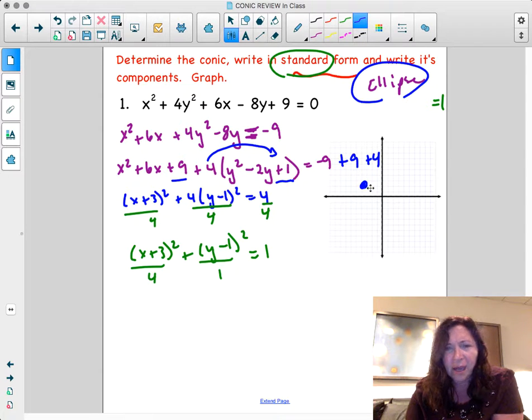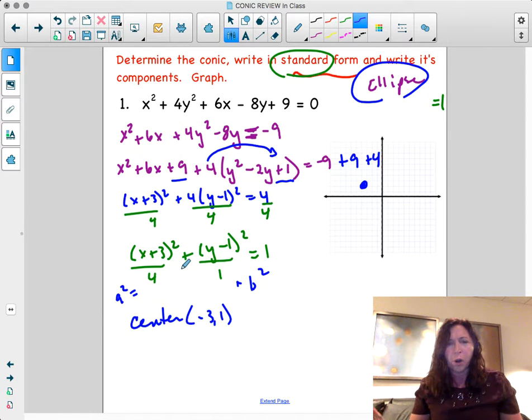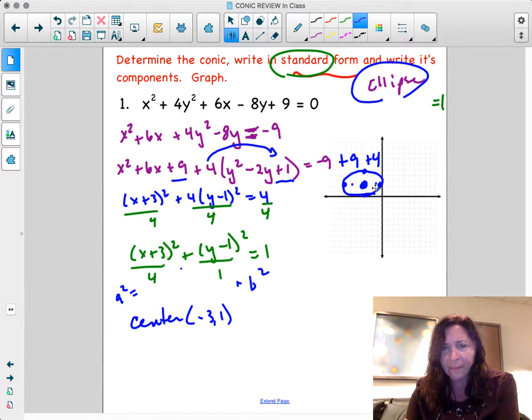So that means I'm looking for my major axis, which is the bigger number, which means that's a squared. That means that's b squared. So for my ellipse, after I've made my center negative 3, 1, in the x direction I'm going to go the square root of 4 to the left and to the right. So I'm going to go 2 to the left and 2 to the right. And then in the y direction, the square root of 1, which is 1 up and 1 down. So my ellipse looks something like that.